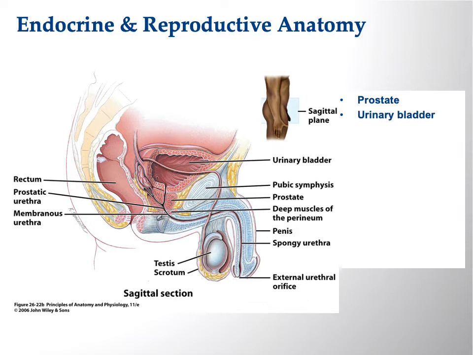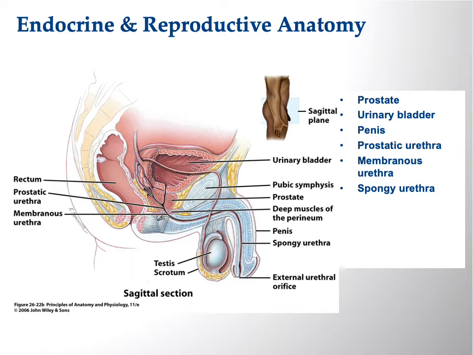Then the urinary bladder, right, and the prostate, right next to each other. The penis, the external part of male reproductive anatomy. And then there are 3 segments of the urethra. Let's take a look at those. So notice from the urinary bladder, the urethra leaves the urinary bladder. It goes first through the prostate, where it's called the prostatic urethra. Then it goes through where it says there deep muscles of the perineum. That part is called the membranous urethra. That tiny segment of the urethra right there is the membranous urethra.